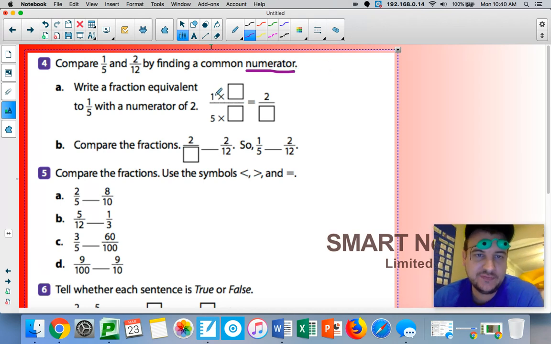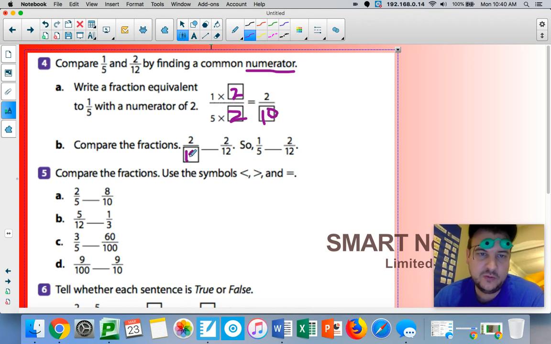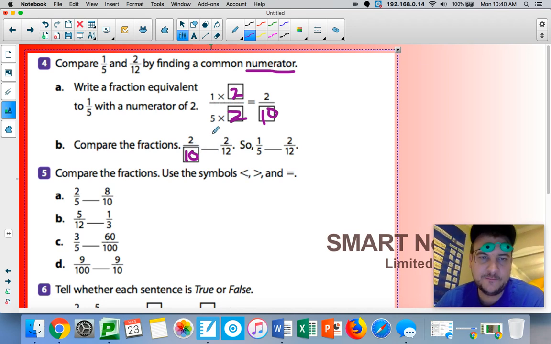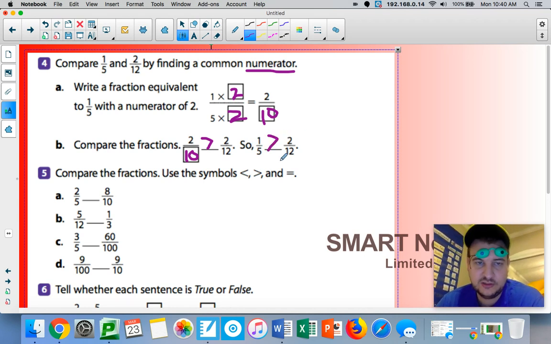Okay, so I have to multiply to get 2 on top. 1 times 2 is 2. So 5 times 2 is 10. 2/10. So I got 2/10 here. When the numerator is the same, I look for the smaller denominator. So the smaller denominator is 10 or 12, it would be tenths. 2 tenths is greater than 2 twelfths. So that means that 1/5 is also greater than 2 twelfths.